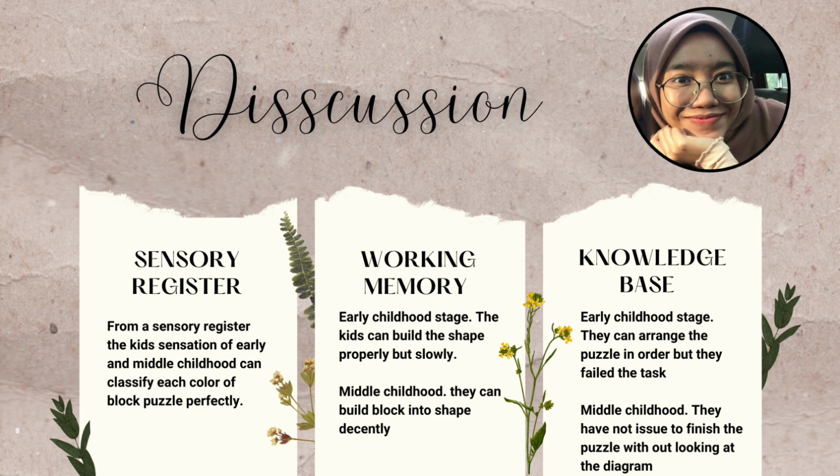The second point is working memory. The kids have already learned in school about color and shape, so they can recall very well. If you look at the video experiment of early childhood, the kids can build the shape properly, but very slowly. We can see Bella does not participate at all in building the blocks into a shape, but Darwish and Andra try their best to put the blocks into shapes, such as a flower, fish and house.